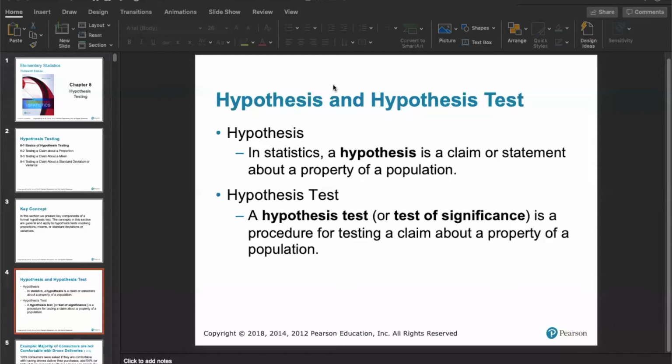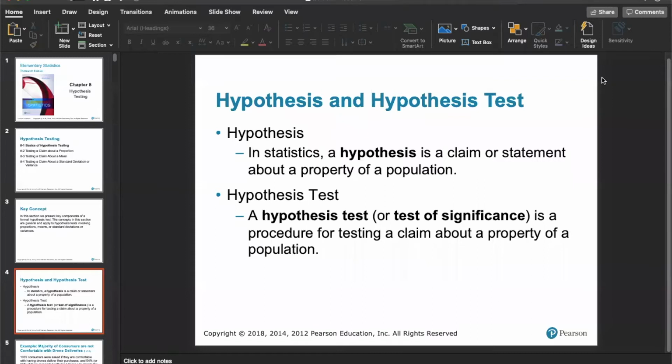Remember the difference between your population and your test or your samples. For our population, we're usually using Greek letters, and for our smaller samples, we're using our English letters. So remember that if you're having a hard time differentiating between the two.